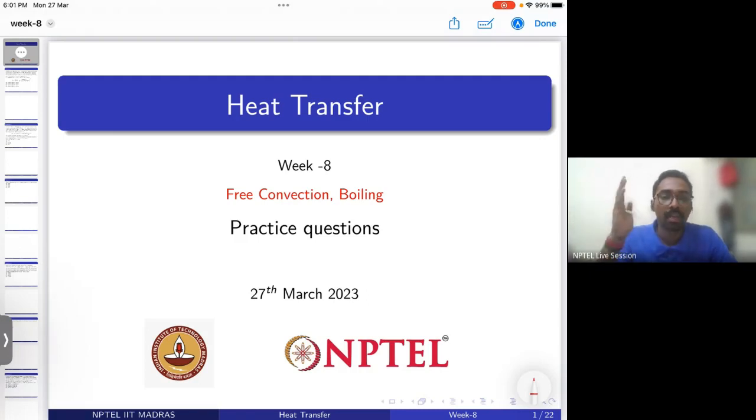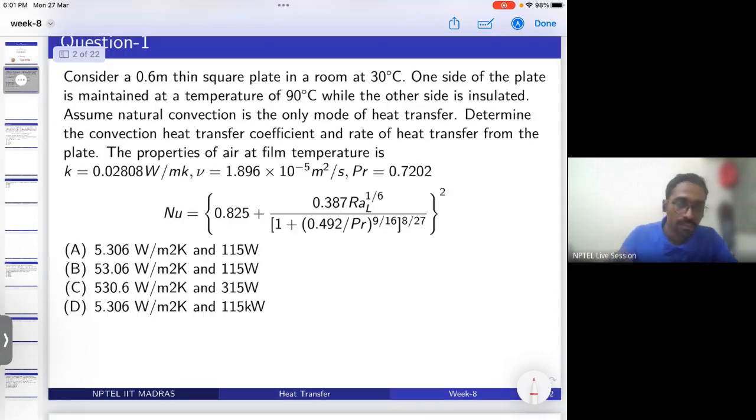Because of the temperature difference, a density difference is generated, and this will cause the natural convection, the natural current. That is free convection. Then the concepts of boiling were discussed, like pool boiling and flow boiling. And in pool boiling, the Rohsenow correlation and the pool boiling curve were also discussed. So we will discuss some questions related to these topics. Let's get started with the first question.